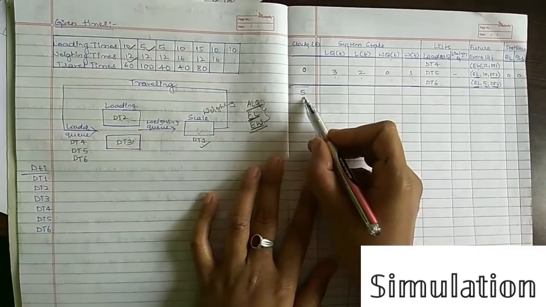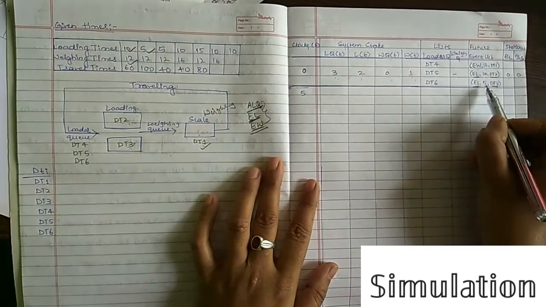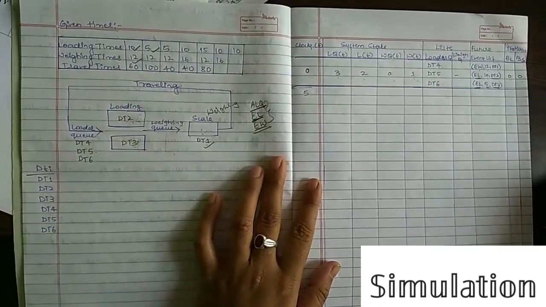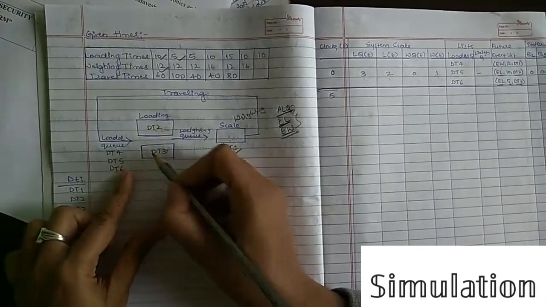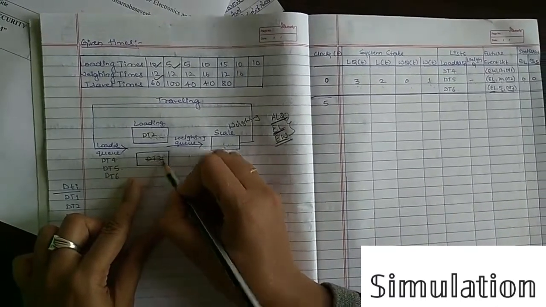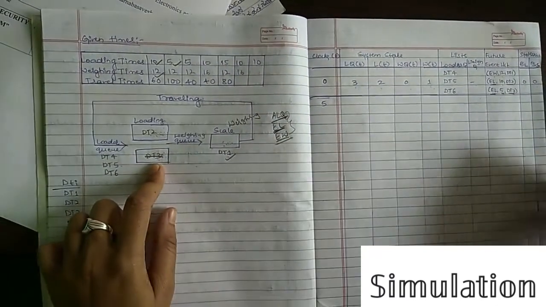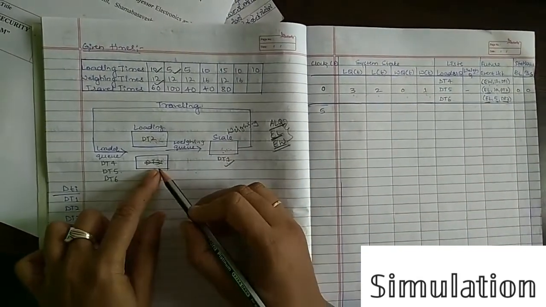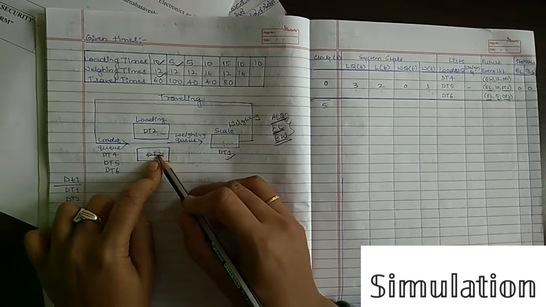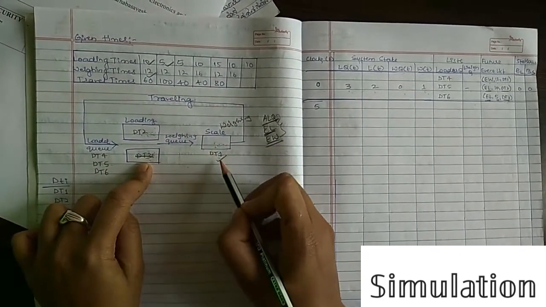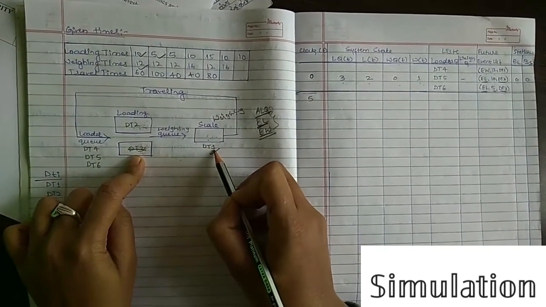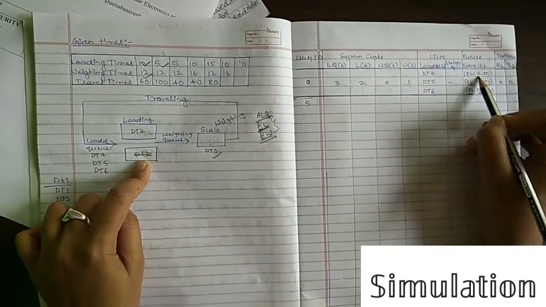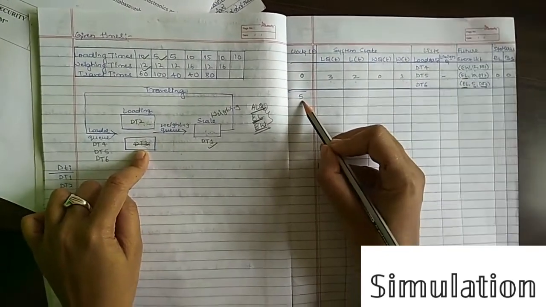So it is 5. What type of event is it? End loading. End loading of DT3. So I am finishing the loading of DT3 here. This event is gone now. After finishing loading, we have to go for weighing. But in the weighing there is already DT1 here. It is going to complete at 12, but the time on the clock now is 5.